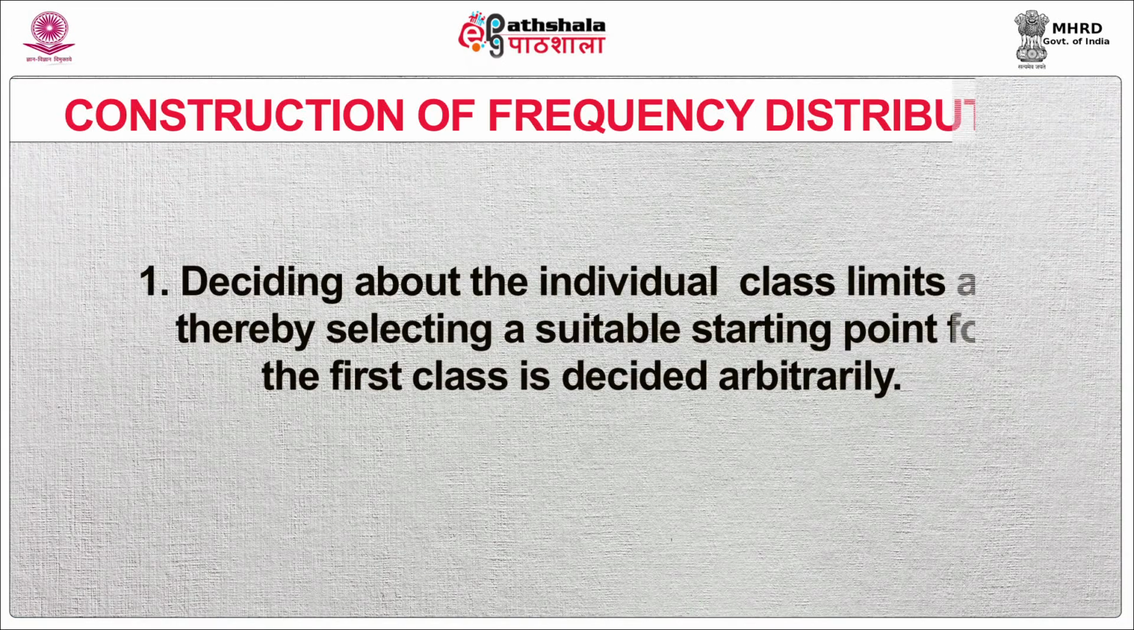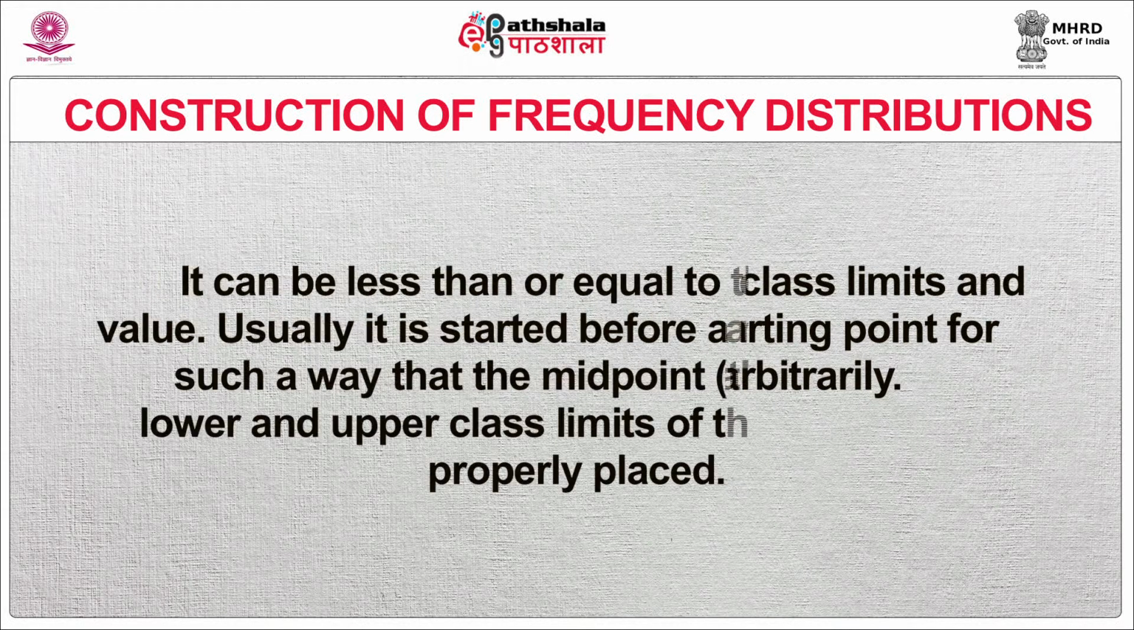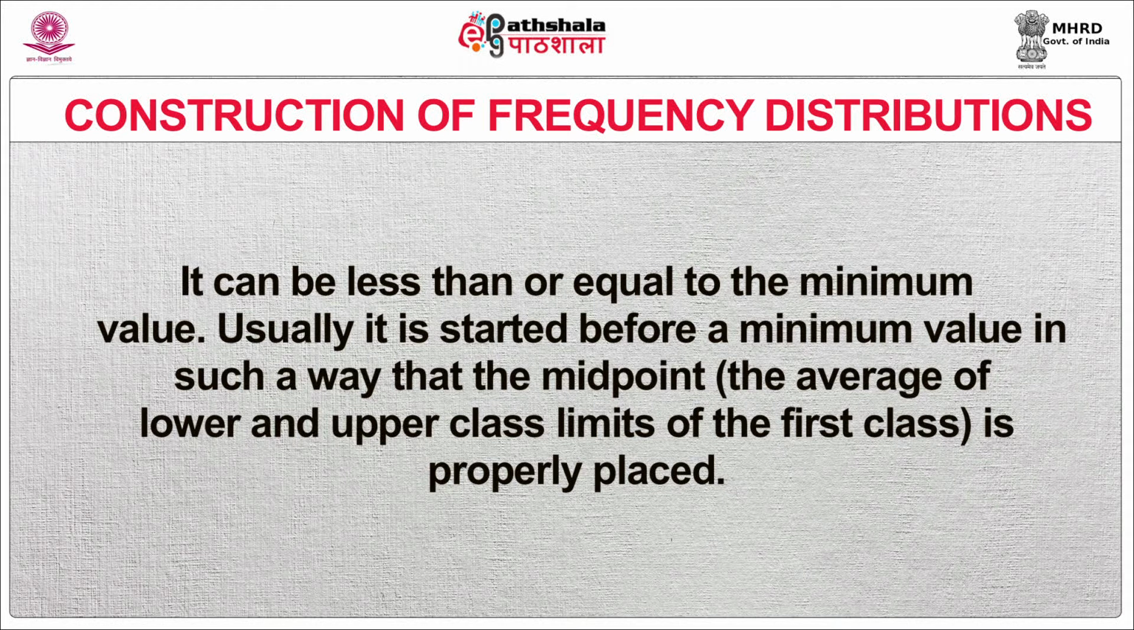But sometimes, according to the situation, inclusion of unequal class intervals becomes a necessity to avoid a large number of empty classes. Deciding about the individual class limits, and thereby selecting a suitable starting point for the first class, is decided arbitrarily. It can be less than or equal to the minimum value. Usually, it is started before the minimum value in such a way that the midpoint, the average of the lower and upper class limits of the first class, is properly placed.